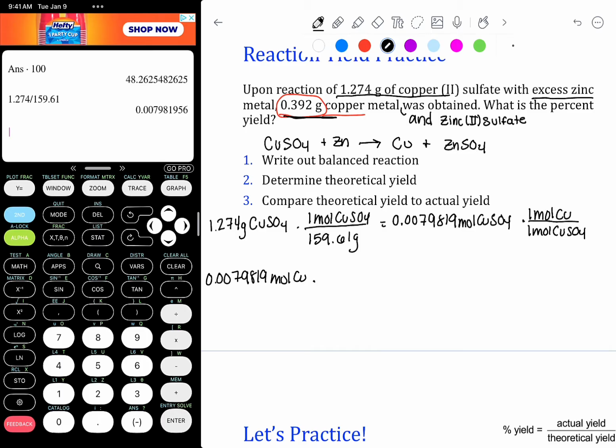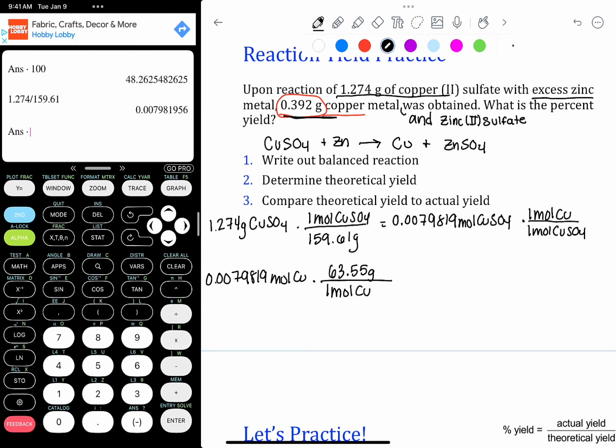So we know our molar mass of copper from our periodic table. It's right there as 63.55 grams. It's from the periodic table. So we take that 0.007 and we multiply it by 63.55 and we get out 0.507 grams of copper.